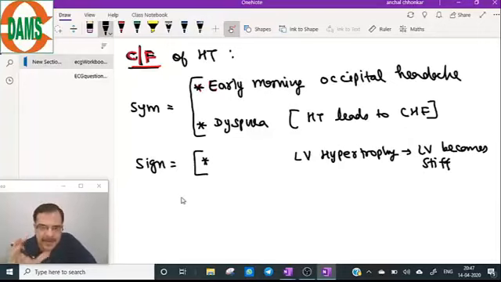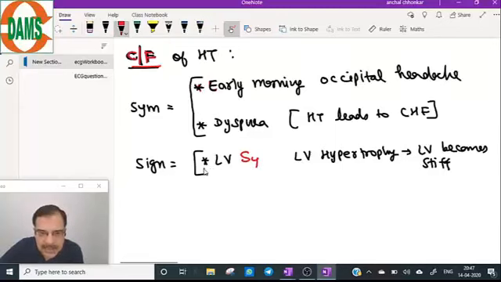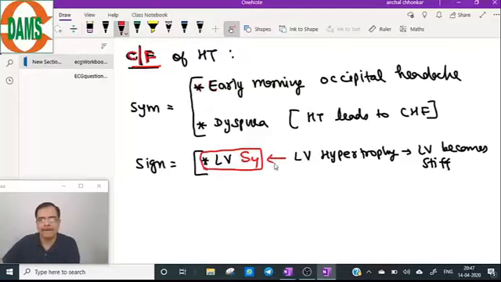There will be ventricular hypertrophy. Ventricular hypertrophy means the ventricle becomes stiff. And that we will discuss in the clinical signs. We will get a left ventricle S4 heart sound. Now the investigation will be related to the secondary hypertension that we have done above.